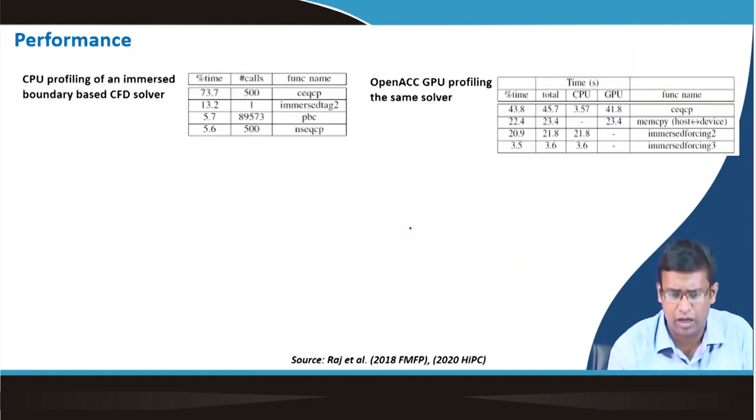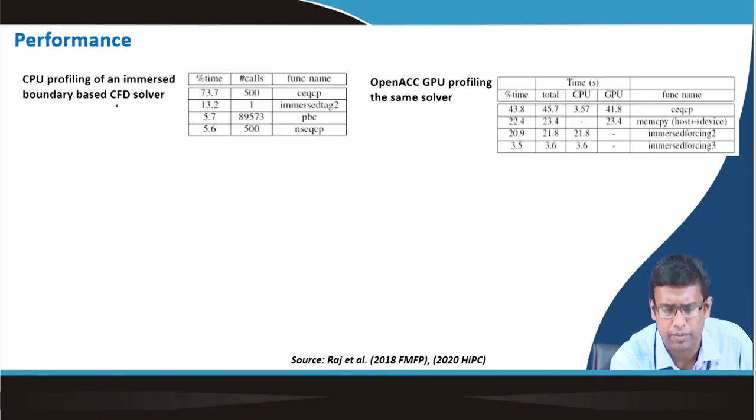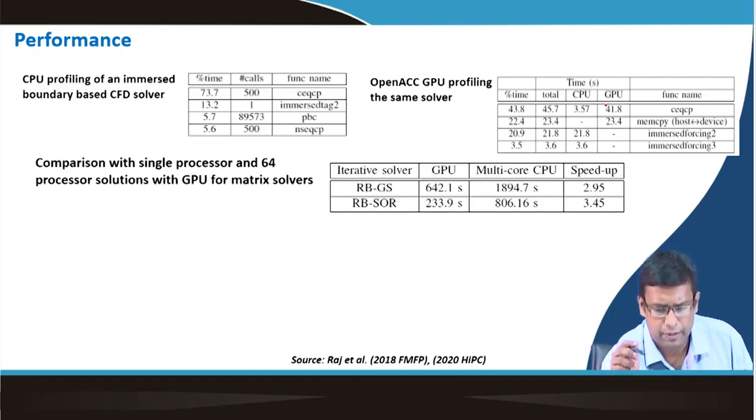We can see an example. This is an immersed boundary based CFD solver, and this was published in one of my students' papers. We found that 73% of the time is taken by one particular subroutine, and that has been parallelized, and then it took 43% time, and most of the time is spent on GPU. It went to GPU, and as GPUs are faster, the overall time requirement reduced.